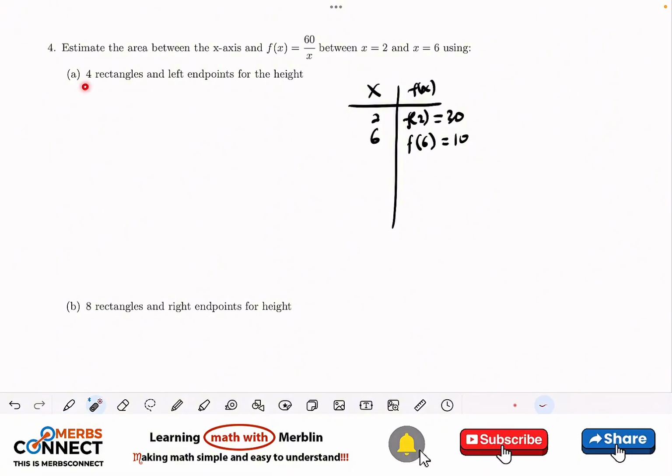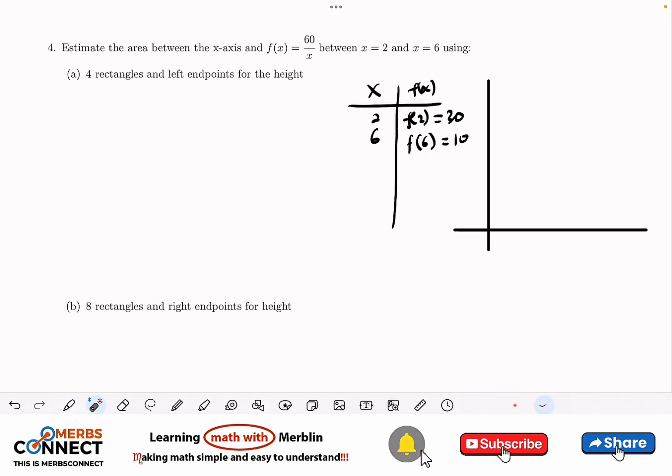Now here, what we are going to do is sketch this one, but we need to divide this one into 4 rectangles, right? So let me try and sketch this one here nicely. So I have this, and then I have that. So the endpoints here are 2 and 6. So let's assume that this is 2 and this is 6. But the idea is that we want to divide this one into 4. So we need to find the distance here. What is the distance here?